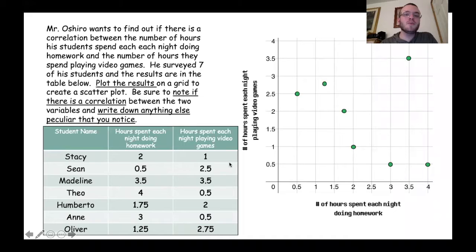But did any of you notice anything peculiar about any of these data points? The thing I noticed was that Madeline's data point up here doesn't really follow this negative trend. She's just kind of doing her own thing. She's playing 3.5 hours each night of video games and doing 3.5 hours of homework each night. That's a little extreme. Obviously, she is not following that trend. She is what we would call an outlier, and we're going to talk about that and how that relates to lines of best fit here coming up.